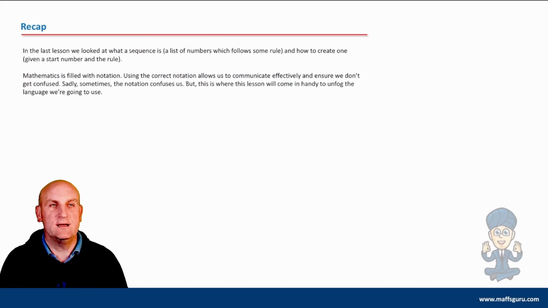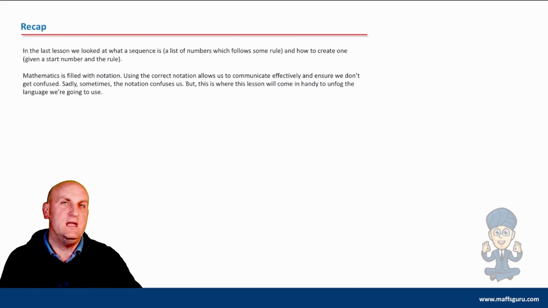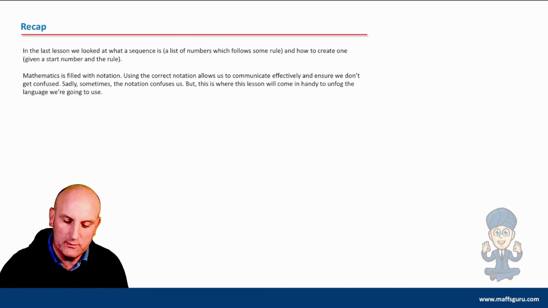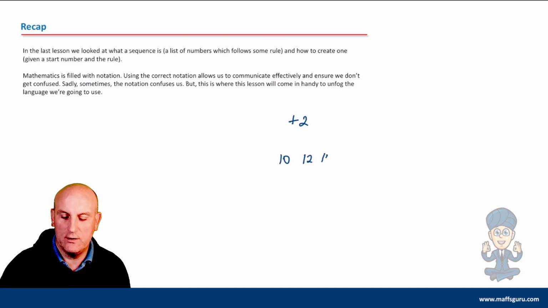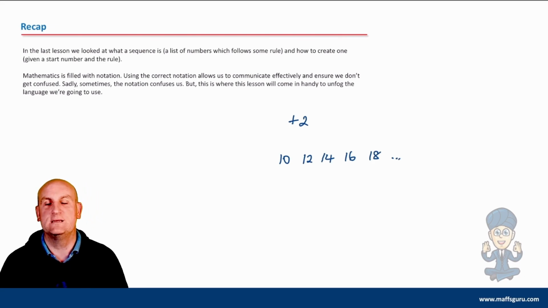So let's recap what we did last lesson. In the last lesson, we looked at what a sequence was. It was basically a list of numbers that followed some sort of a pattern or rule that allows us to create one number if we know the previous number, for example. So if I had a +2 rule, and I knew my start number was 10, then I basically would know my next number is 12, then 14, then 16, then 18, ... and those 3 dots mean my sequence goes on to infinity and beyond.